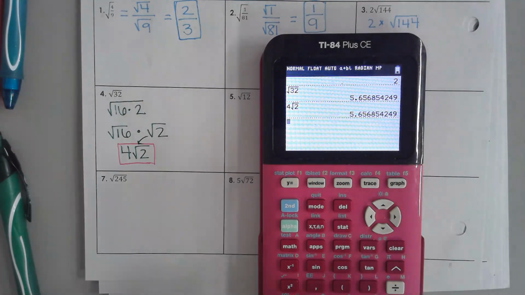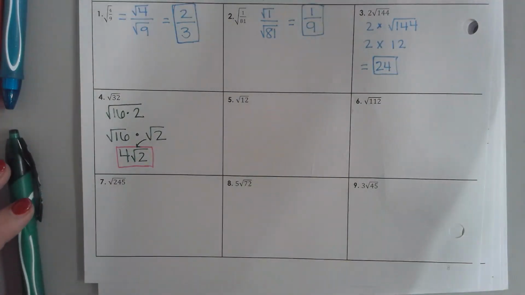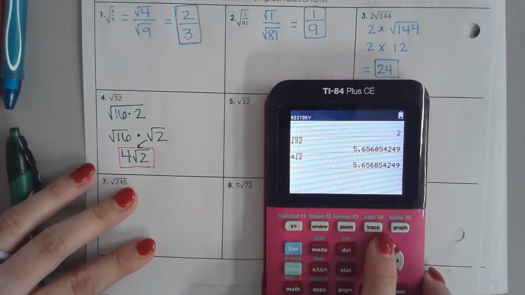All right, so let's go to number 5. On your calculator, or you go up real quick? I don't feel too different person.